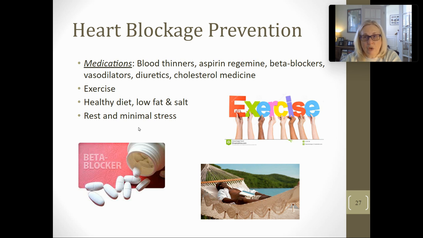In addition to the medications, you should still be doing the other stuff: exercise, healthy diet, low fat and salt, rest, and minimal stress. Every day, my friends, that's what you should do. Keep your heart healthy. And I know I can't check off all those myself, but it's a goal of mine to start doing more of that.